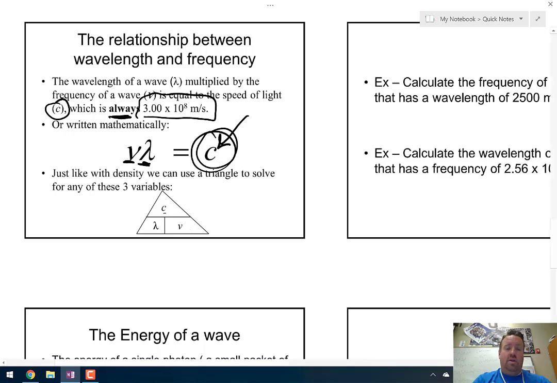Now, you'll notice here, if the speed of light never changes, if the wavelength is big, what does that tell you about the frequency? Well, again, if the speed of light doesn't change, if the wavelength is big, then the frequency is small. And vice versa. If the frequency is big, what's the wavelength going to be? The wavelength, therefore, has to be small. So there is that relationship between them: if one is big, the other one is smaller, and vice versa.